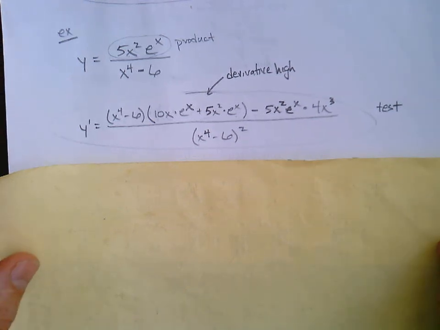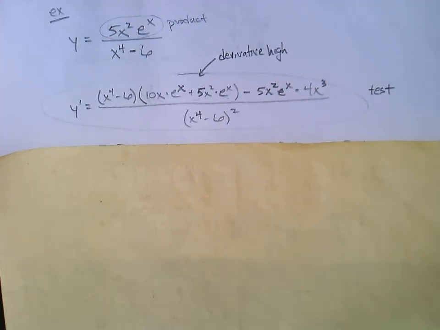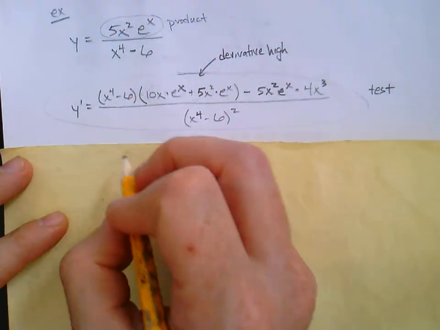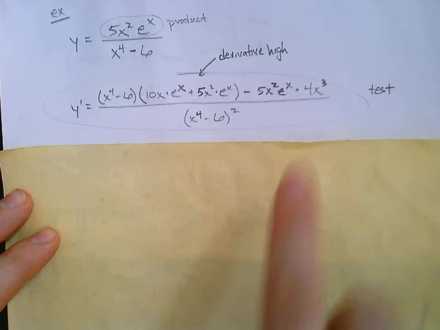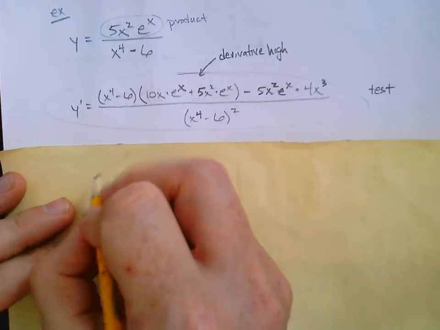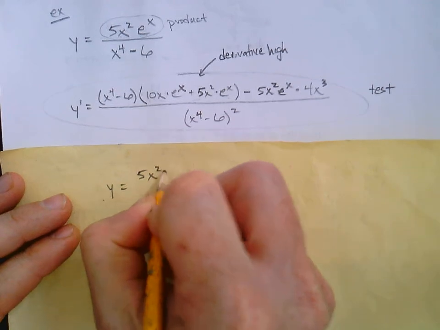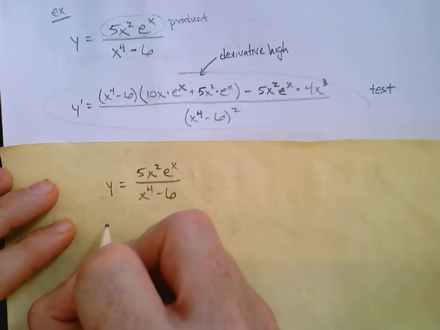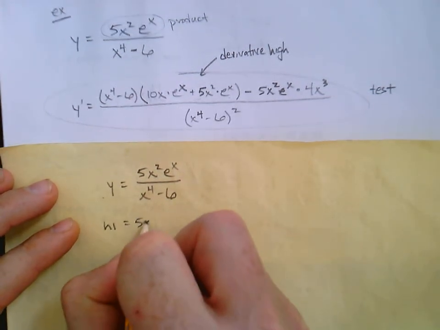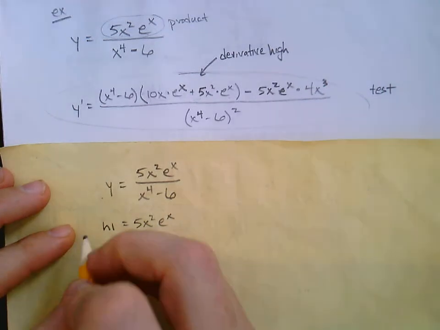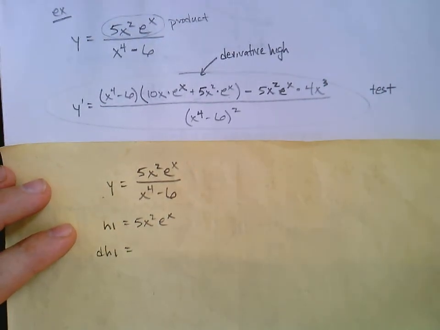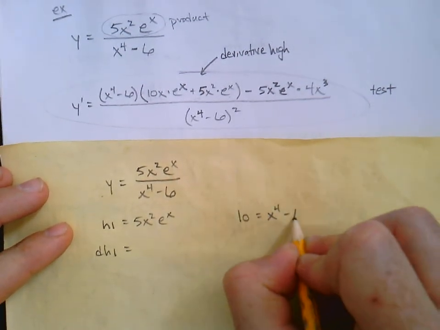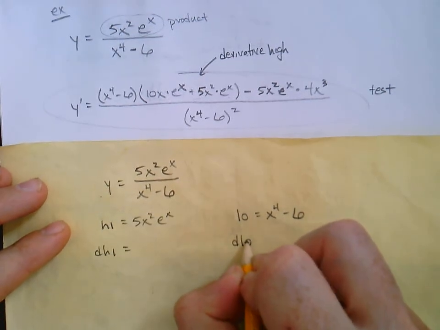I didn't write it on my notes, but there is a strategy some students like. Some students like to break it down more instead of just going for that derivative all in one shot. Like, can we break this down? So if I think of this problem again, they'll say high equals 5x squared e to the x. And then they'll take d high. They'll get ready for it. And then over here they'll say low equals x to the fourth minus 6. And then they'll say d low.